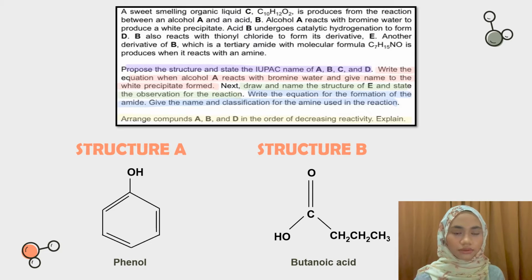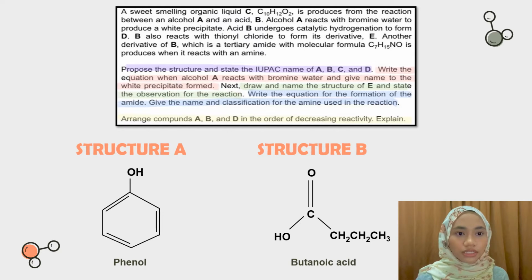And the question said that B also reacts with thionyl chloride. Acid B undergoes catalytic hydrogenation to form D. So this is actually reduction of a carboxylic acid using hydrogen. So how do we get B?